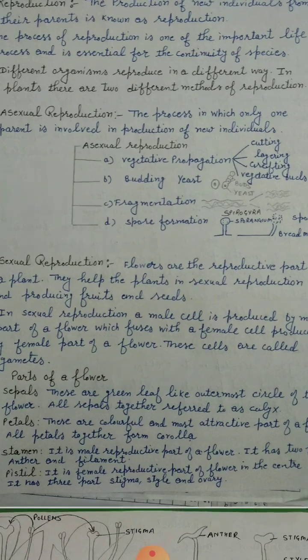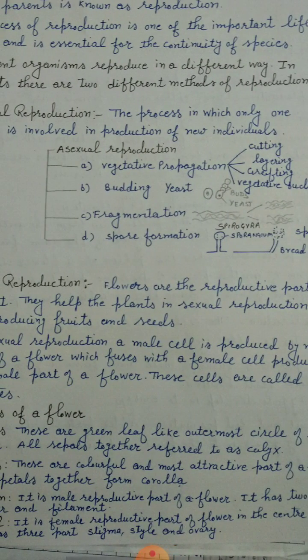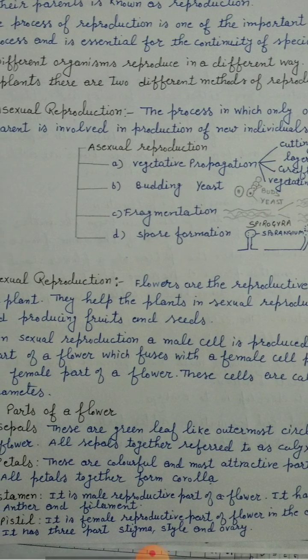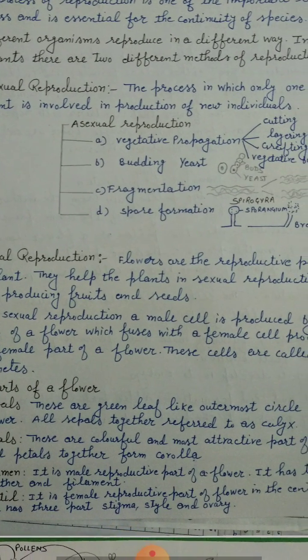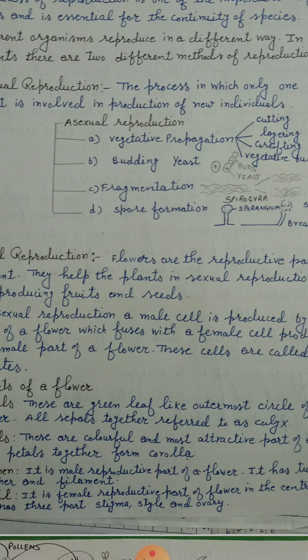First we will talk about asexual reproduction, the process in which only one parent is involved in the production of a new individual. Or we can say no fusion of gametes takes place in asexual reproduction. There are different ways of asexual reproduction. Vegetative propagation: in vegetative propagation, the vegetative part of a plant can be grown and it can give rise to a new plant. This is called vegetative propagation.